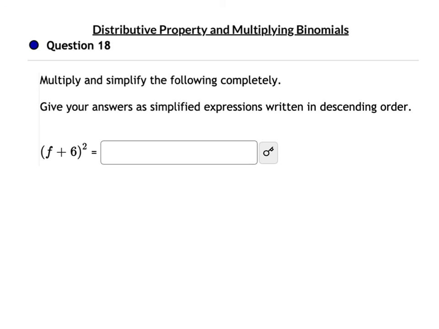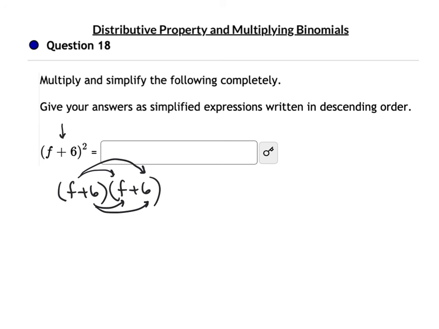Question 18 is where students try to distribute an exponent over addition or subtraction, and that can't be done. What you need to do here is write it out twice, because f plus 6 quantity squared, quantity means parentheses, is f plus 6 times f plus 6. And this is just FOIL again, first, outer, inner, last. We take the f to both, then we take positive 6 to both.